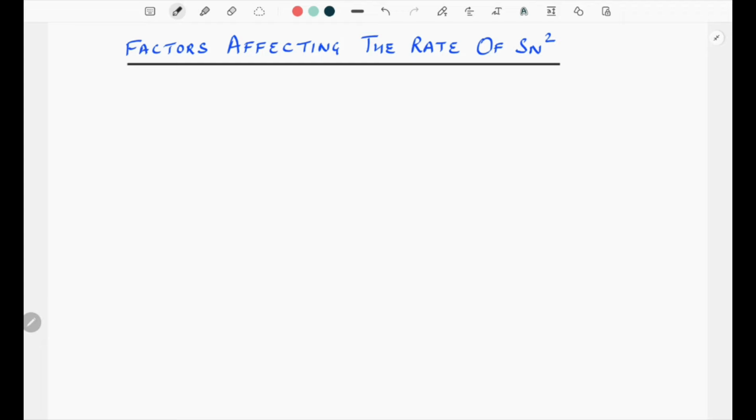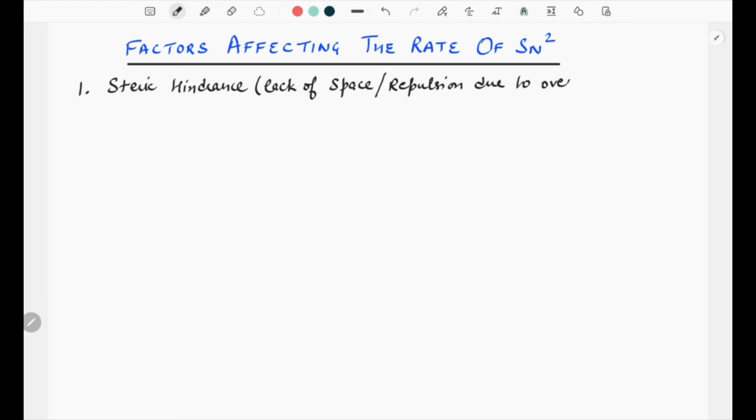Now we will consider what are the factors which affect the rate of SN2 reaction. First and foremost is steric hindrance. Steric hindrance means lack of space or repulsion due to overcrowding.